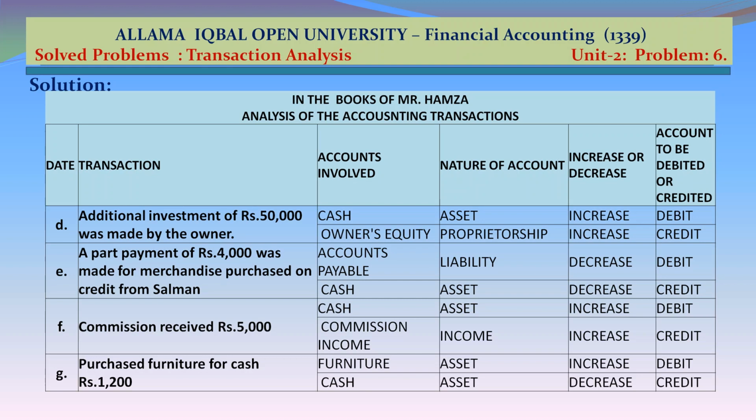G. Purchased furniture for cash 1,200. Accounts involved are furniture and cash. Nature of account, furniture is an asset account, cash is an asset account. Furniture account, asset account will increase, cash account, asset account also will decrease. Debit furniture account, credit cash account.